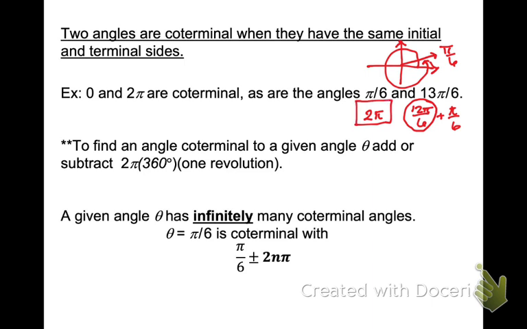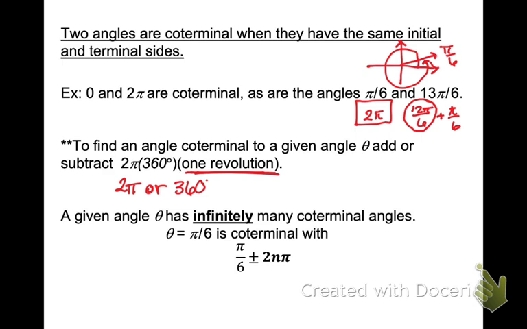Okay, are you going to have to get common denominators? Yes. Okay, find an angle that is coterminal to theta. Add or subtract 2 pi, or this should be an or, not times, 2 pi or 360. And why are we using 2 pi or 360? Because it is how much? 1 revolution.